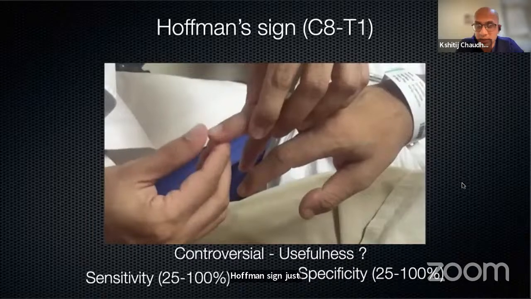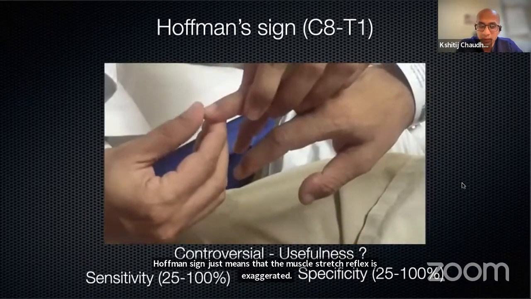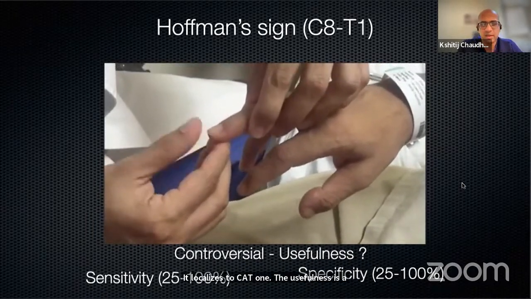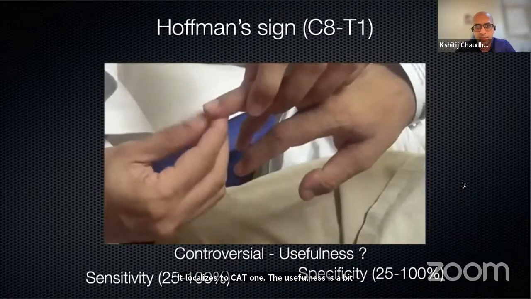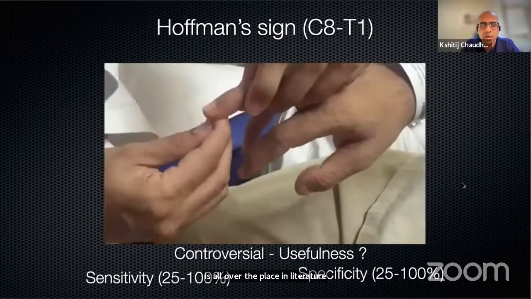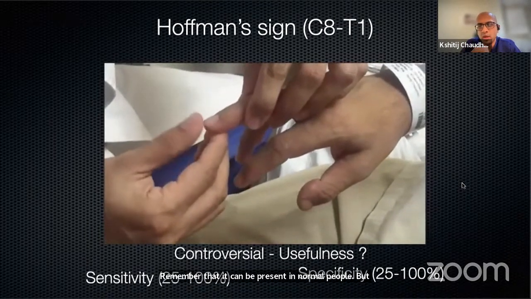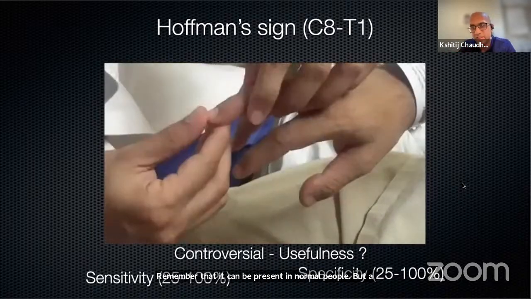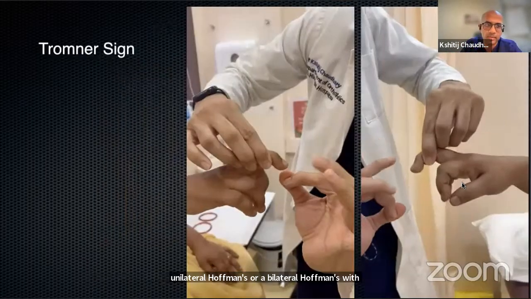It localizes to C8, T1. The usefulness is a bit controversial because the sensitivity and specificity are all over the place in the literature. Remember that it can be present in normal people, but a unilateral Hoffman's, or a bilateral Hoffman's with other signs positive, may be a sign of myelopathy.